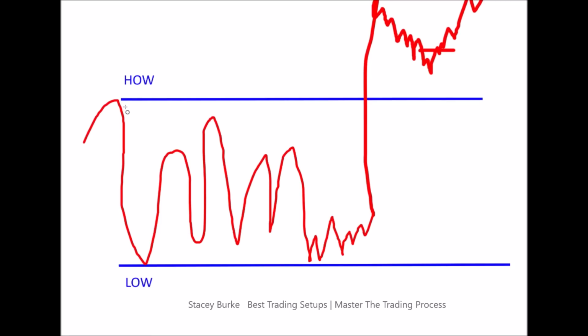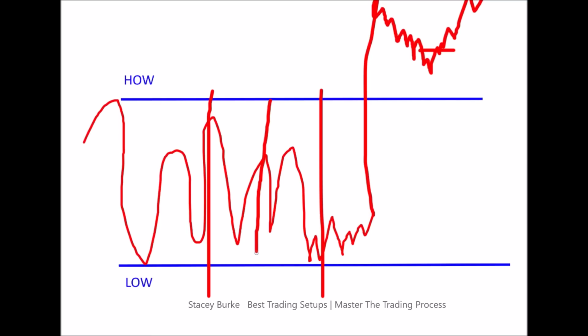So, for example, this could actually be a 3-day setup. This could be Monday, Tuesday, Wednesday. It could be Thursday, Friday, Monday. It could be Tuesday, Wednesday, Thursday. But it typically will be a 3-day setup. And on top of that, we may now have a possible range expansion as a profit target.